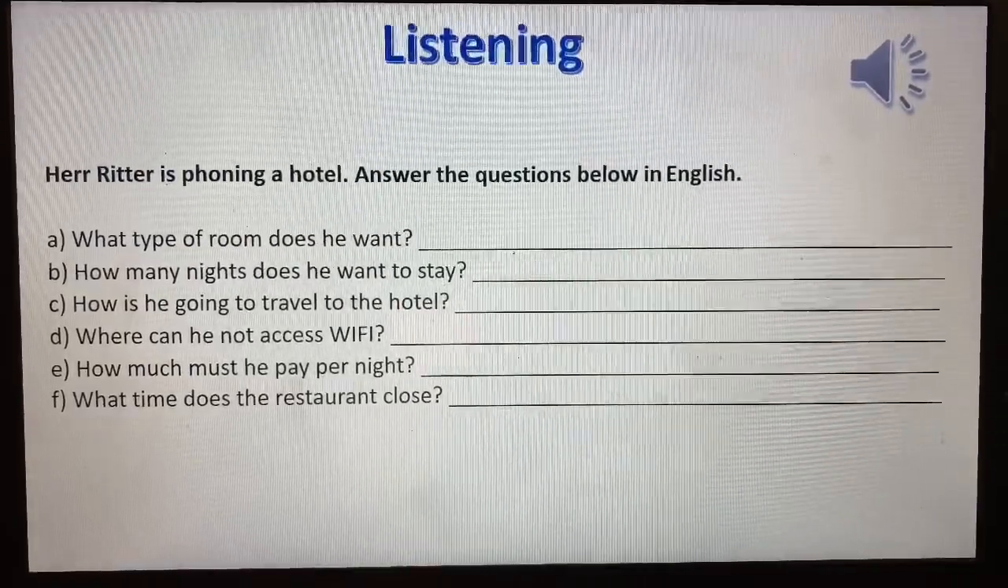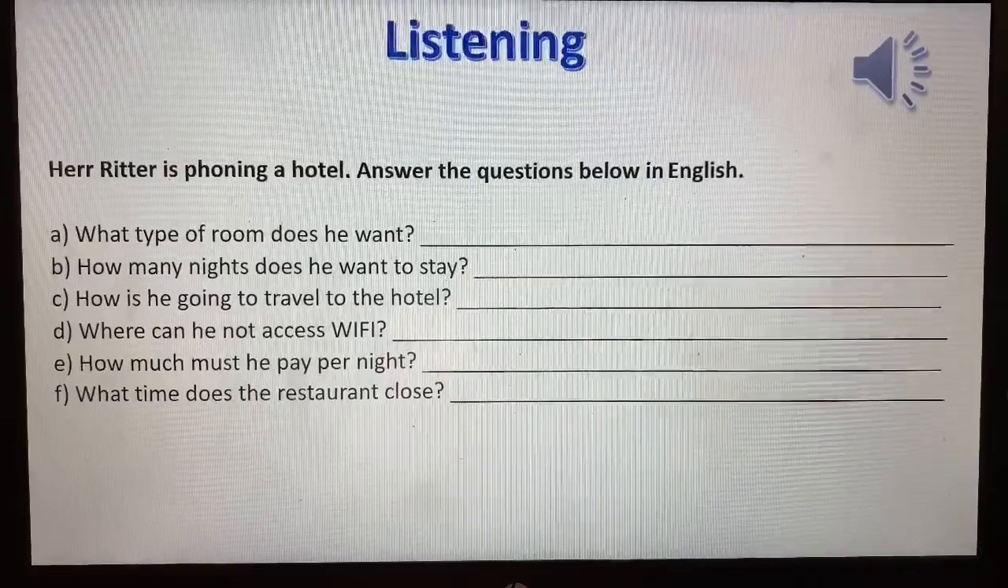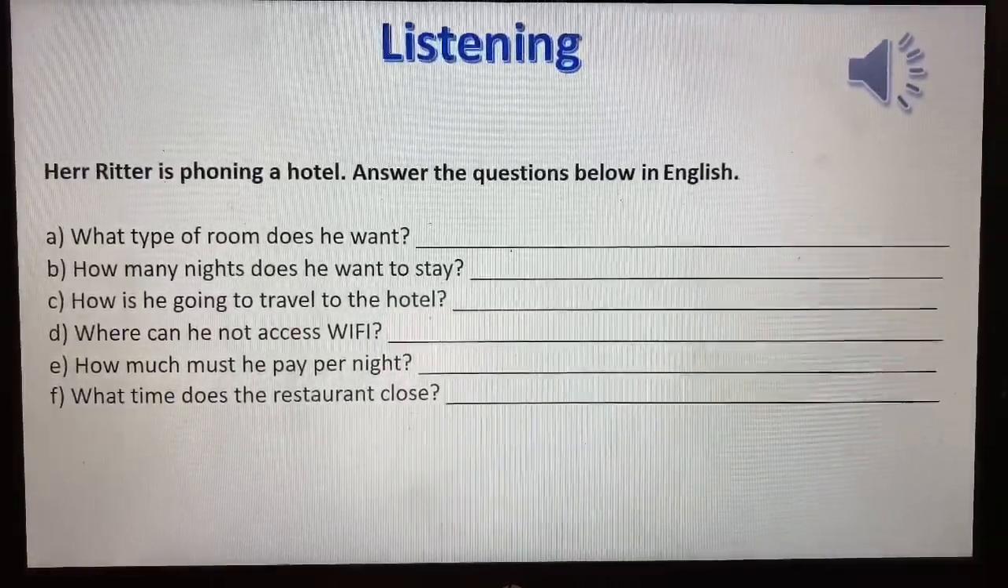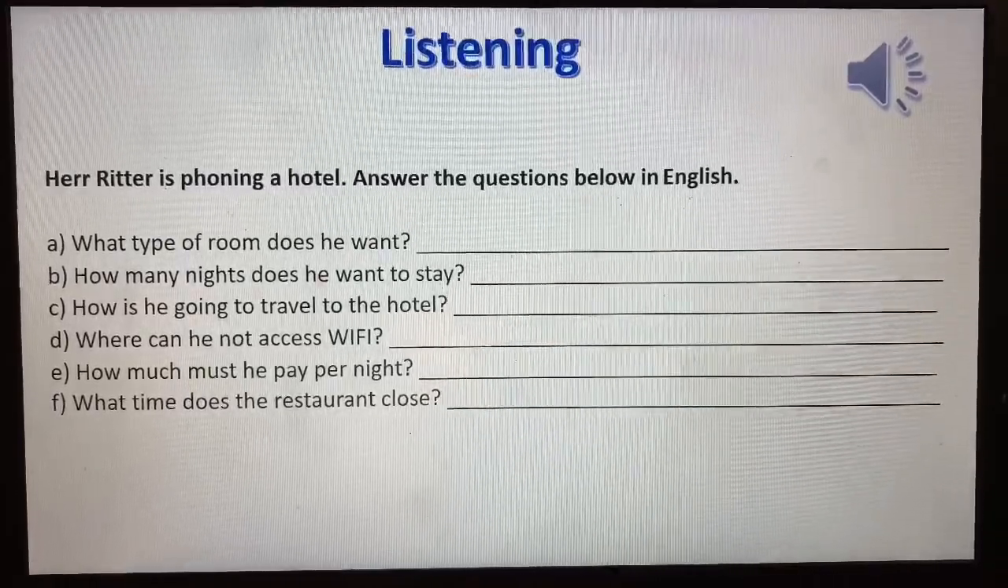4. Gibt es WLAN im Hotel? Ja, es gibt WLAN in den Zimmern, aber es gibt kein WLAN im Garten. Das ist kein Problem.